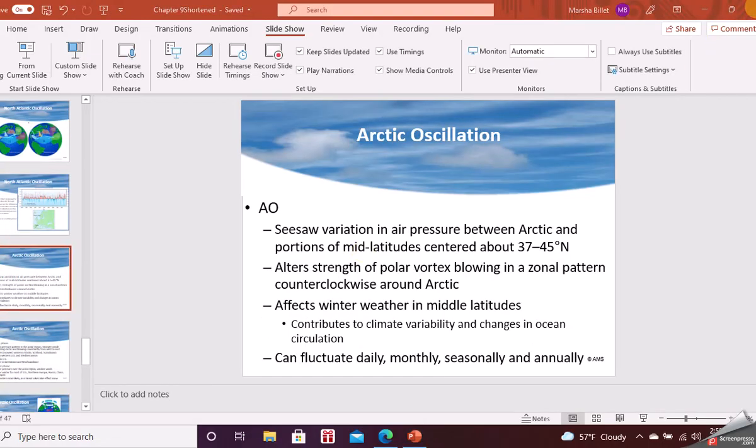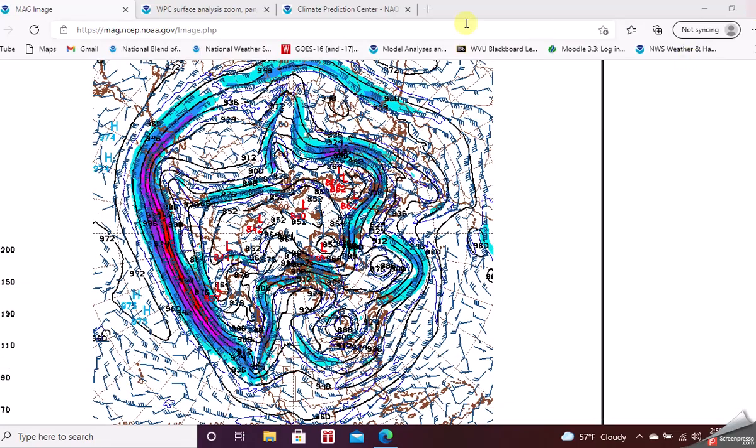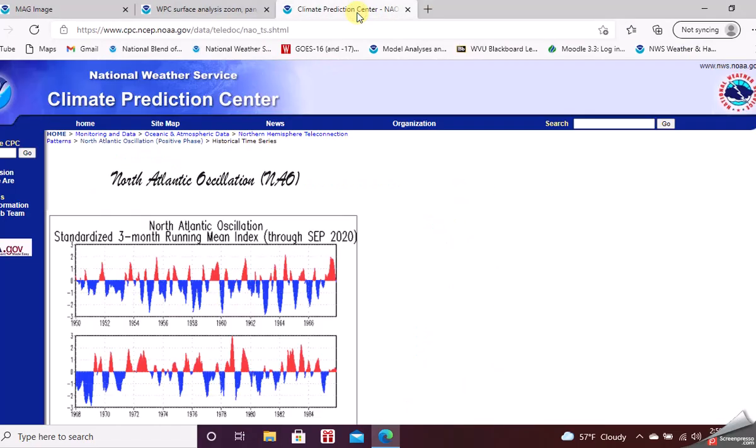I was going to show you a couple quickie things here on the North Atlantic oscillation and stuff, but here is just what it's phasing through with time.